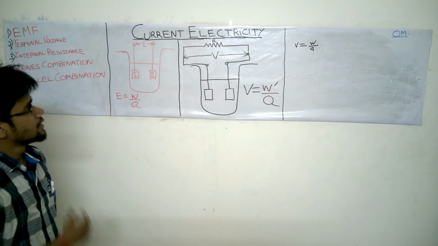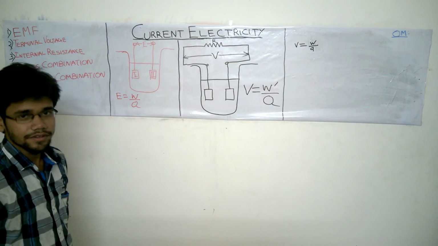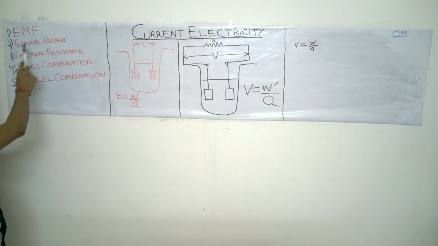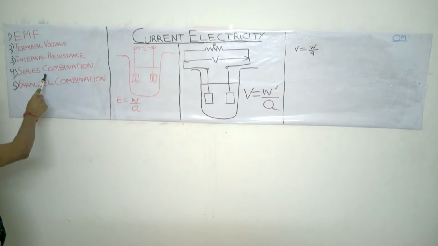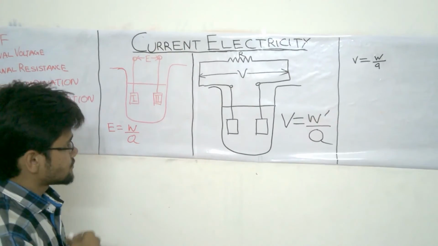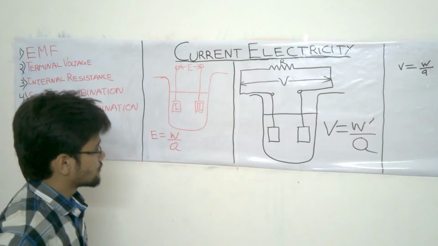Hello friends, so today we will discuss some more concepts in current electricity. So what are those concepts? EMF, terminal voltage, internal resistance, series combination and parallel combination. So we will go into these one by one. First let us come into EMF.